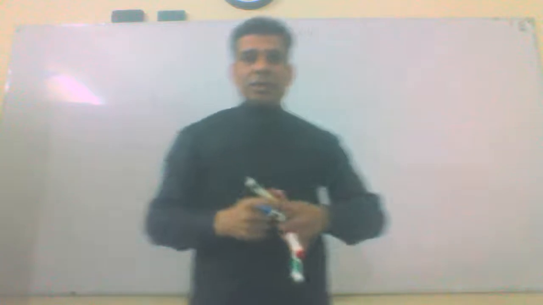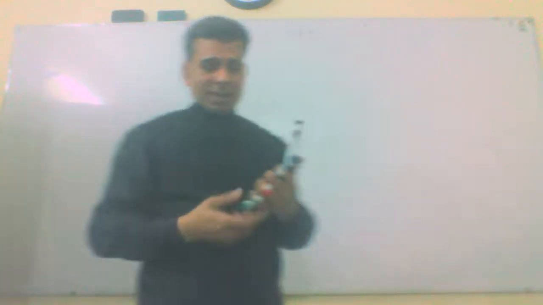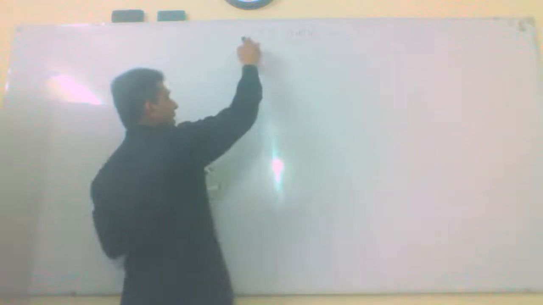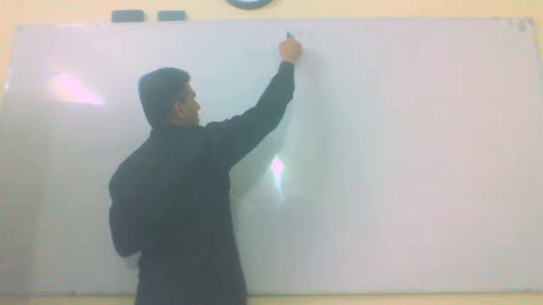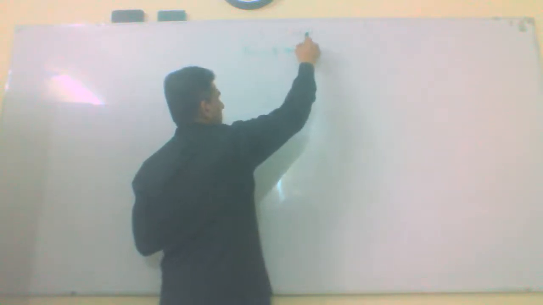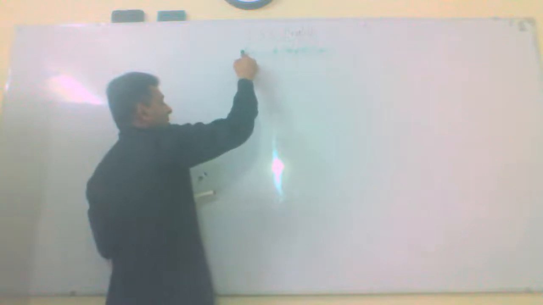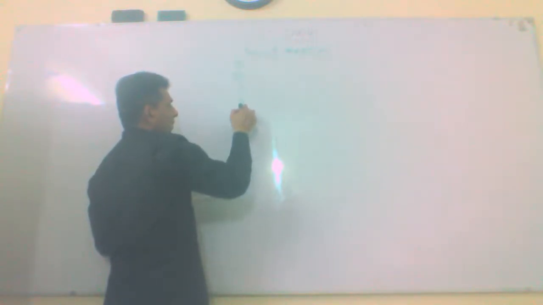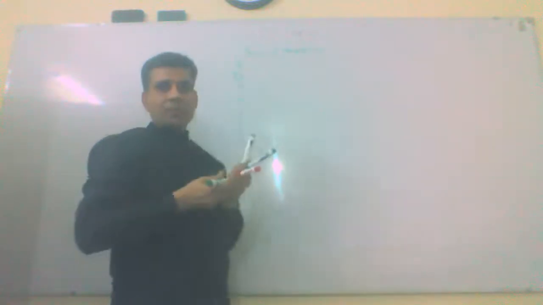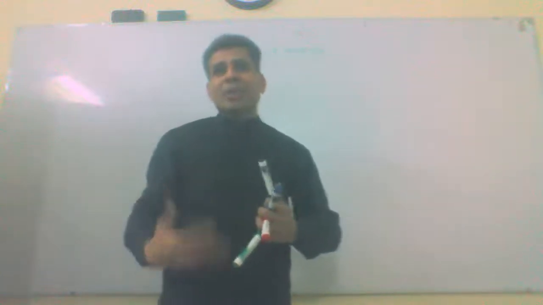CSS English. There are two papers in your CSS English. Number one, we can discuss the precis and composition paper. In the precis and composition paper, there are 7 questions. Question number 1, question number 2, 3, 4, 5, 6, 7.